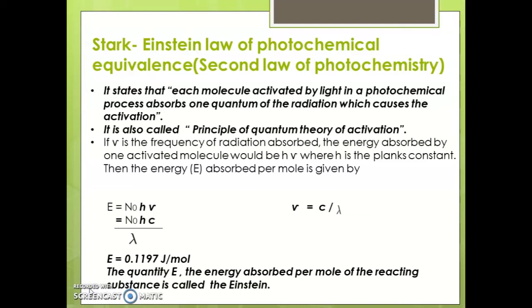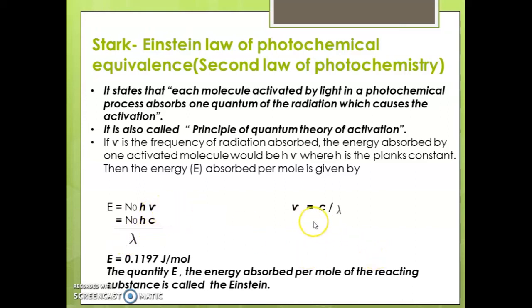According to this law, one molecule is activated by the absorption of one quantum of radiation in the primary step of a photochemical reaction. Suppose nu is the frequency of radiation absorbed. The energy absorbed by one activated molecule would be h nu, where h is Planck's constant and nu is the frequency. Then the energy absorbed per mole is given by E is equal to N0 h nu.